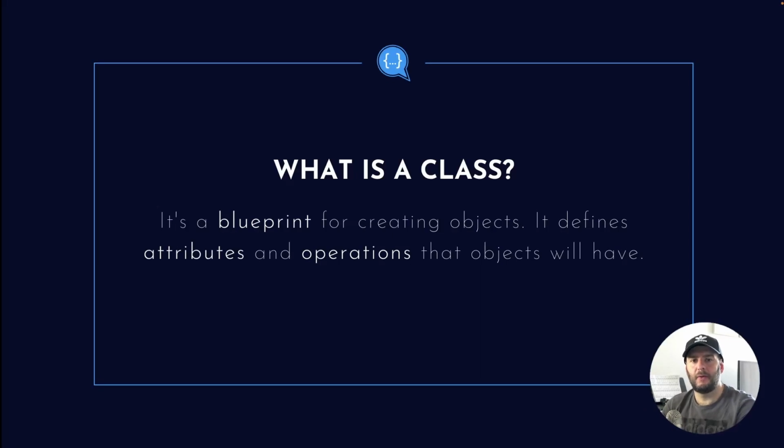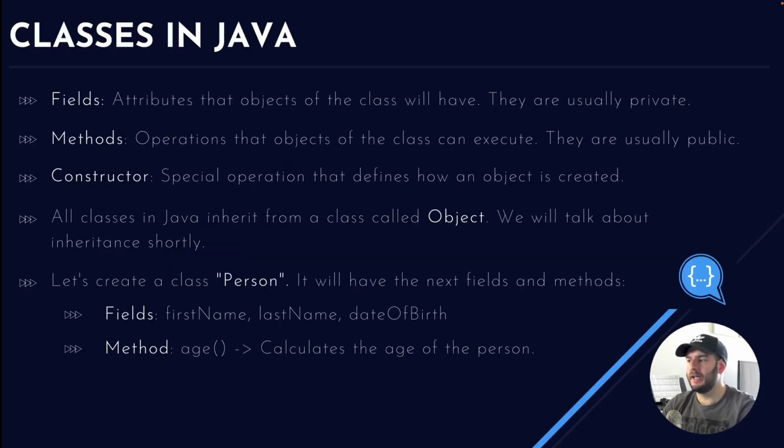Alright, so let's start with what is a class. A class is basically a blueprint or a template for creating objects. It defines the attributes and the operations that objects of this class will be able to do. In Java, classes are declared with the class keyword, and they have fields, which are the attributes of the objects. Then you have methods that are the operations or the behaviors that the object has. And then you have the constructor, which is a special operation for creating objects.